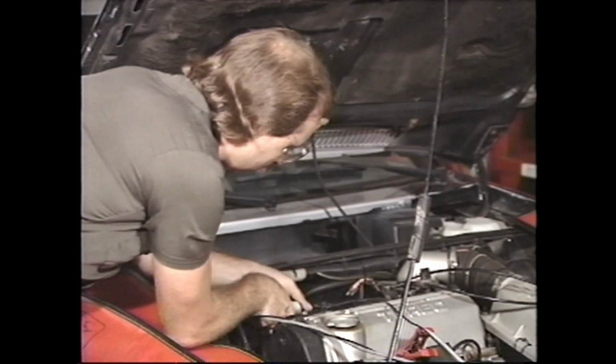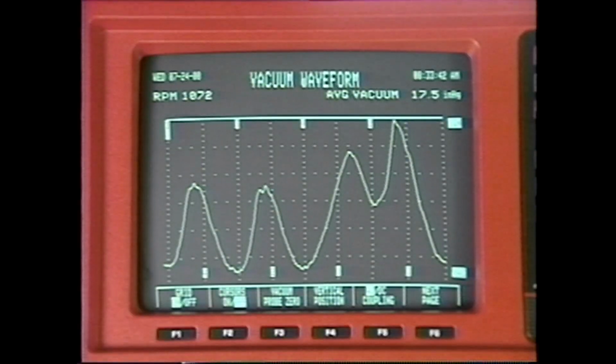However, with the vacuum waveform screen, the problem is immediately obvious. The delayed peak of cylinder number 1 is characteristic of an intake problem. Check the condition of the intake valve, camshaft lobe, and cam follower.